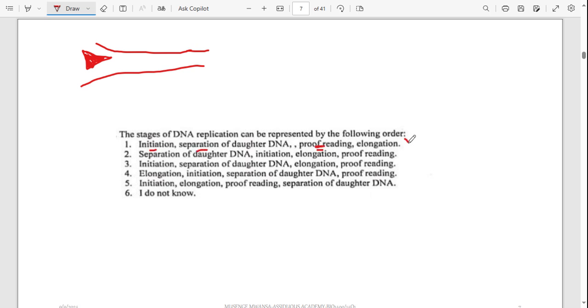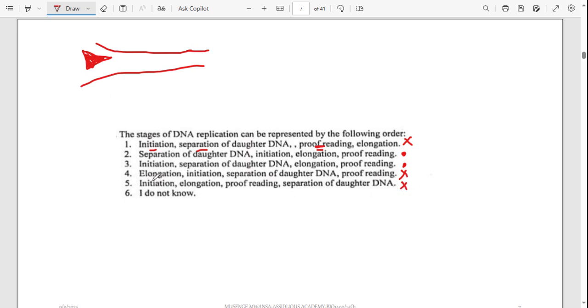So initiation, separation of DNA strand, proofreading, elongation. Proofreading is modification. That thing comes at the end. And then two, separation of the strand, initiation, elongation, proofreading. I'm going to put a dot on this one. Option 3, initiation, separation of the strand, elongation, and proofreading. I'll also put a dot. Elongation, initiation, but this one is disorganized. You can't start with elongation then initiation. Initiation, elongation, proofreading, separation of strand. We can't separate a strand after we've done everything.